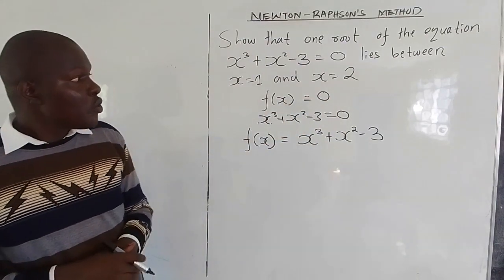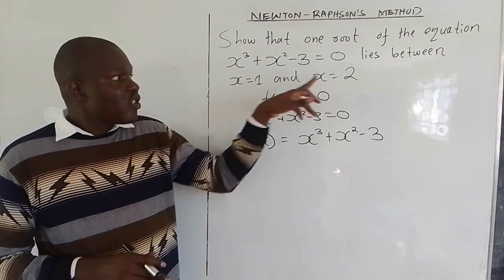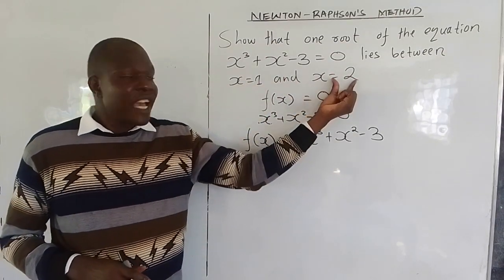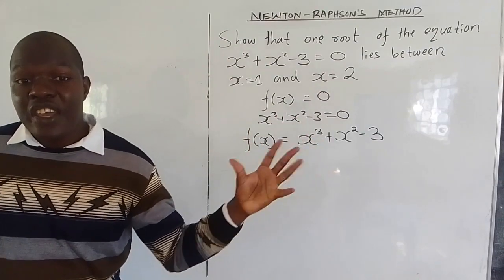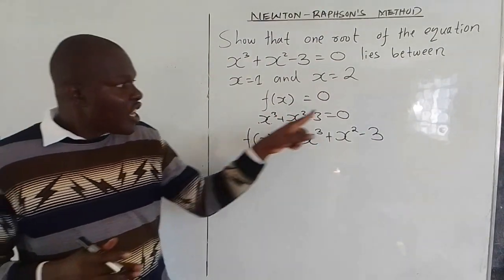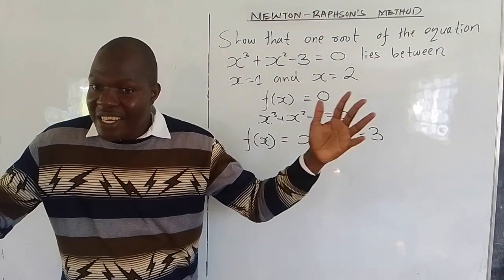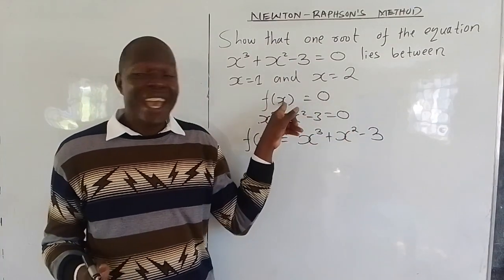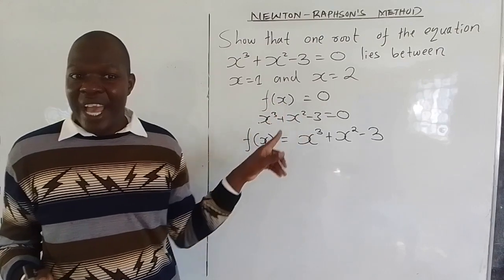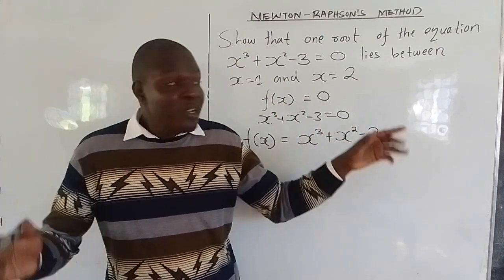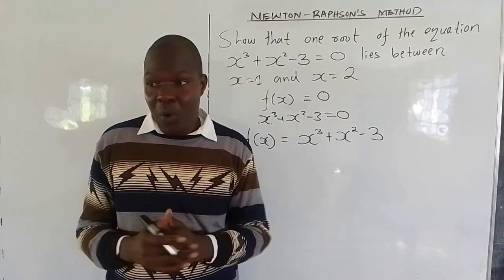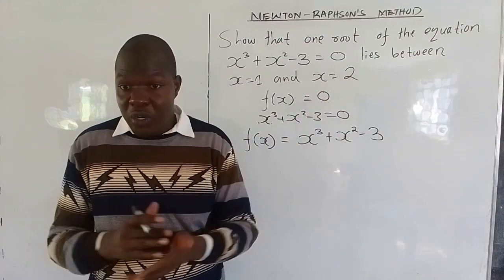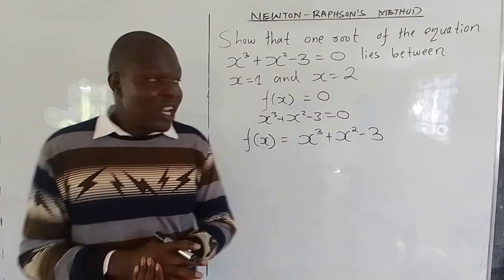So to show that the root lies between x equals 1 and 2, you substitute x equals 1 and x equals 2 to see whether 0 lies in that interval. Because the value of this function is supposed to be 0 when x is the root, isn't it? So you check if the value 0 is in between that given interval. Are you seeing? So let us start.